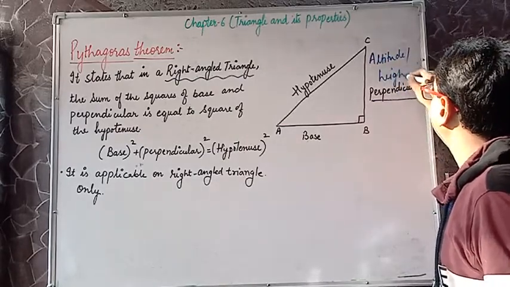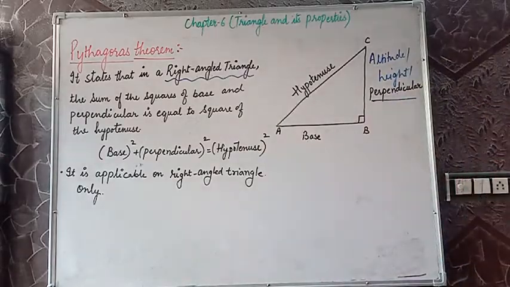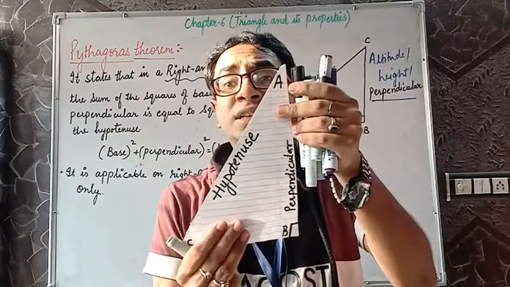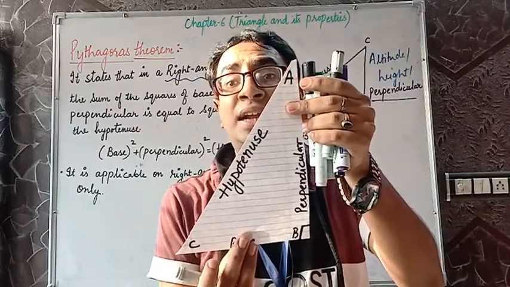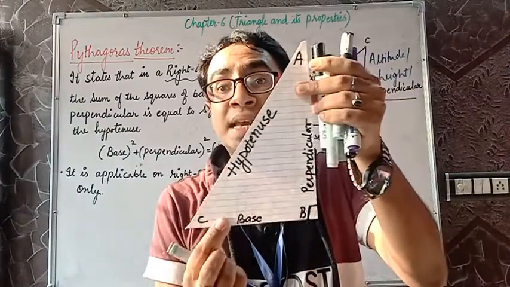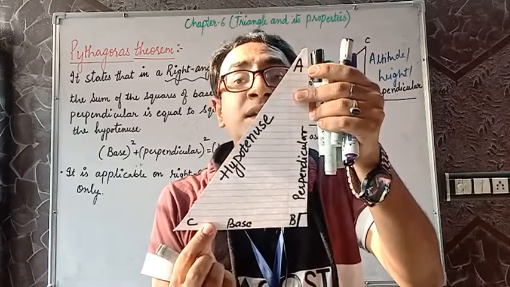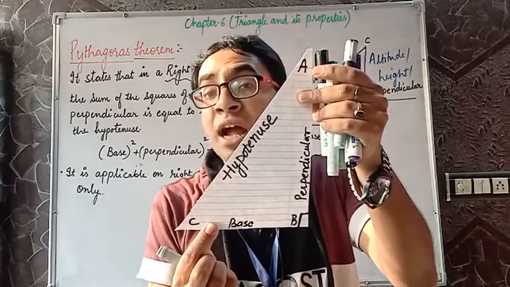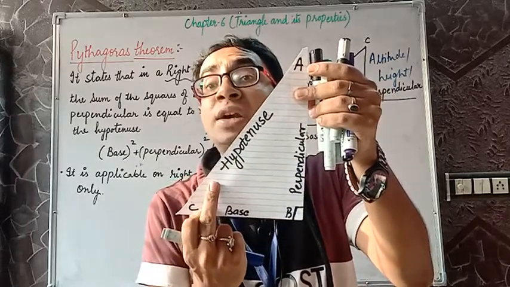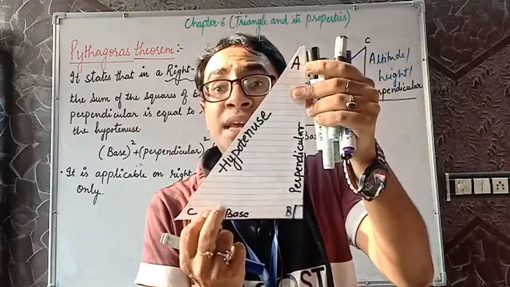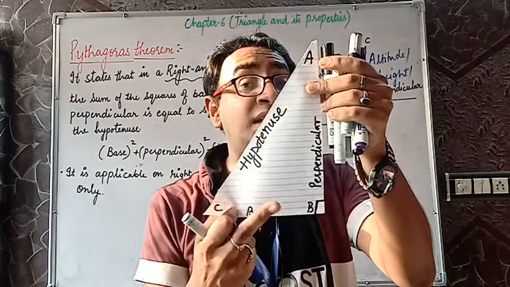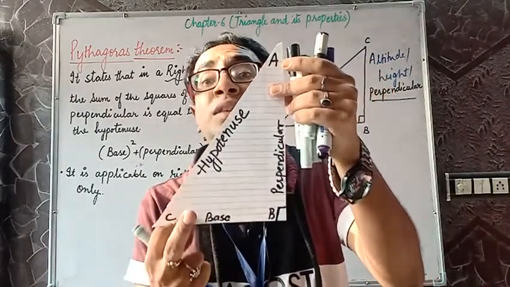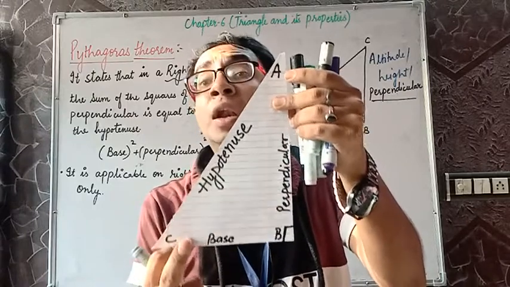I'll show you what a right angle triangle looks like. This is the best example of a right angle triangle. This is called the base. Height, perpendicular, and altitude are there, and this is the hypotenuse, the longest side. The longest side is the hypotenuse, this is the base, and in front of the 90 degree angle is your perpendicular. This is how the right angle triangle looks.